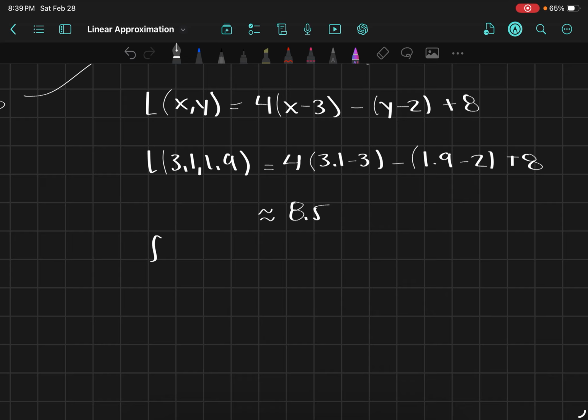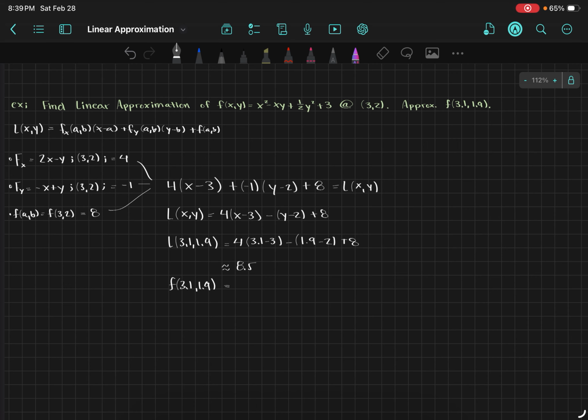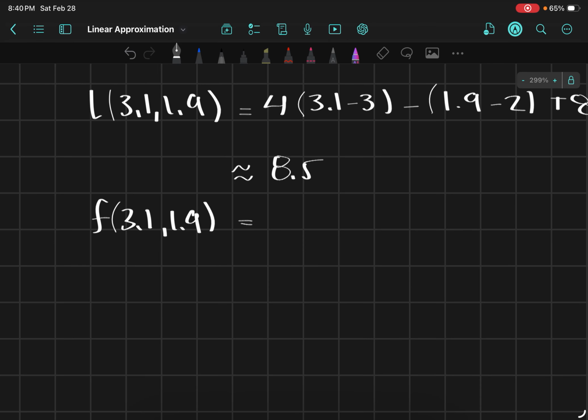Well, let's go ahead and see what our function actually is at (3.1, 1.9). It's going to be a little bit ugly to do, but we're going to do it. So we have 3.1 squared, minus 3.1 times 1.9, plus 1/2 times 1.9 squared, plus 3. Assuming I did my calculating right, I got 8.525.